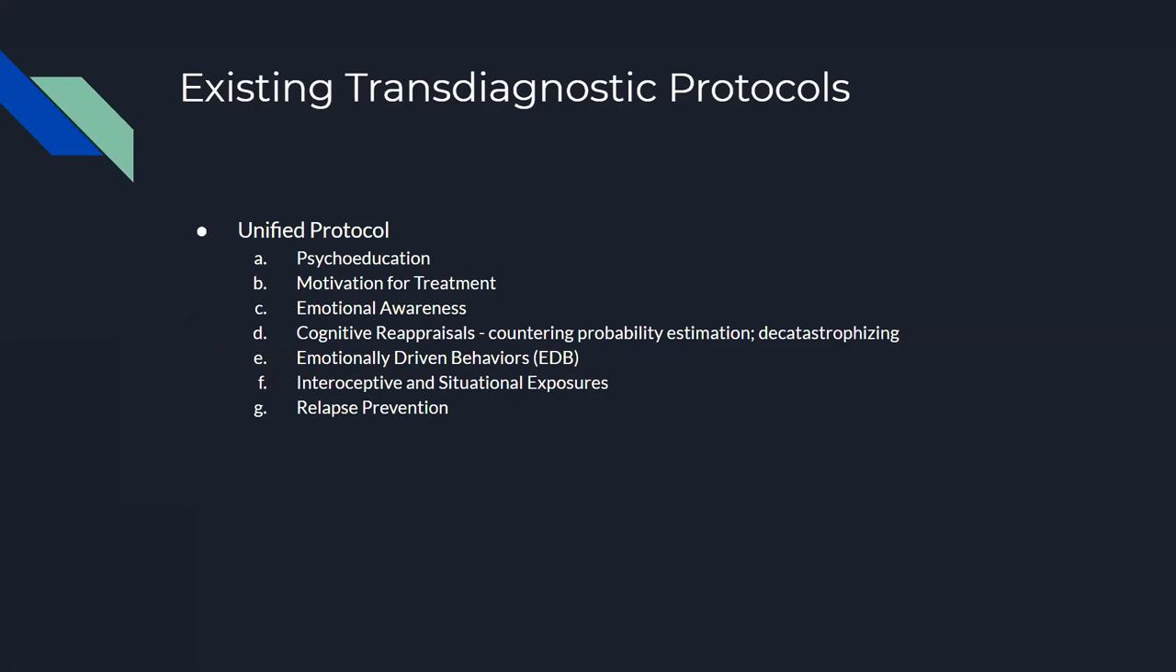They talk about providing the patient with some psychoeducation, working on motivation for the treatment, increasing the emotional awareness of some of the manifestations of emotion, working on certain cognitive appraisals, mostly on probability estimation, what's the chances that something bad is actually going to happen, and decatastrophizing, even if it does happen, how much of a catastrophe it is. Emotionally driven behaviors or impulsive behaviors, exposures to bodily sensations, and then finally wrapping up with relapse prevention. So that's Barlow's protocol.